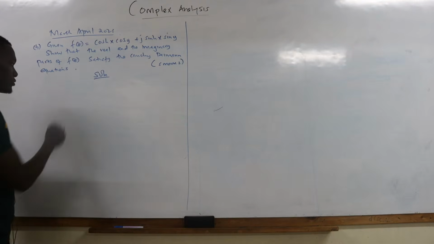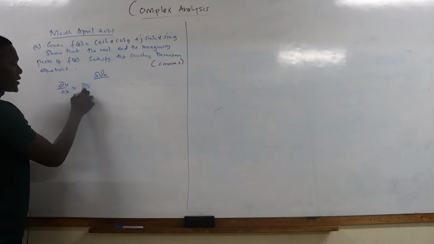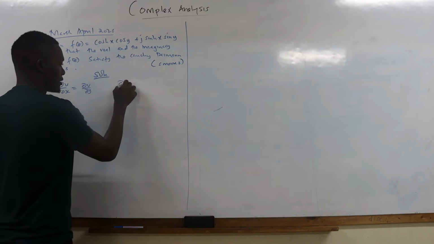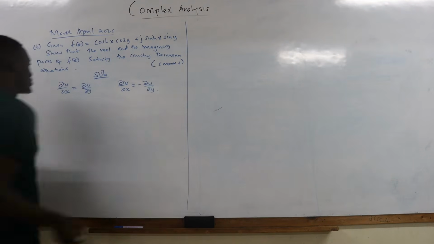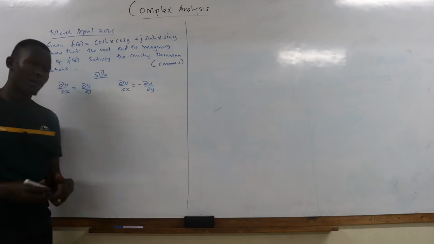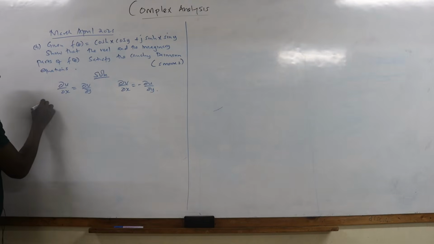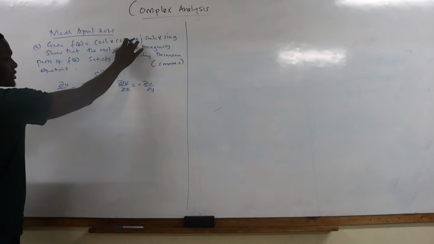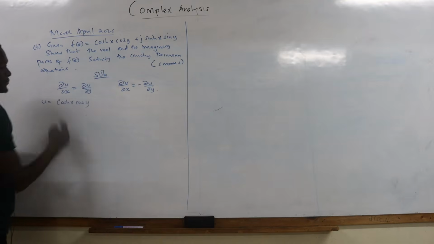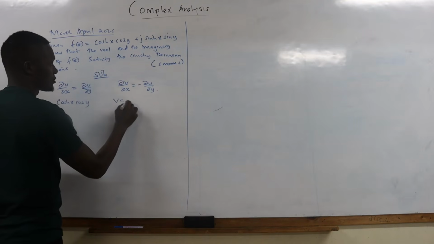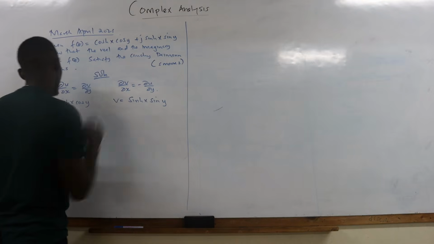So what are the two Cauchy-Riemann equations? du/dx should be the same as dv/dy, that is the first one, and dv/dx is equal to negative du/dy. So we identify our u and we identify our v part, then differentiate each once, then we compare the two. Now our u function is the real part without the j, so it is cos x cos y. Then our v part is the part with the j, so it is sin x sin y.